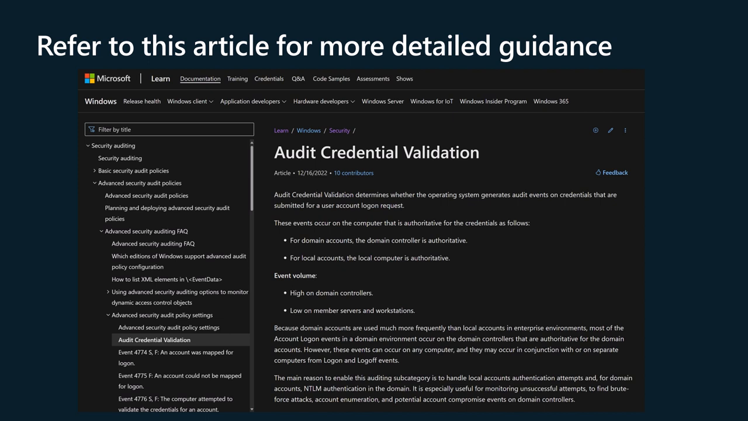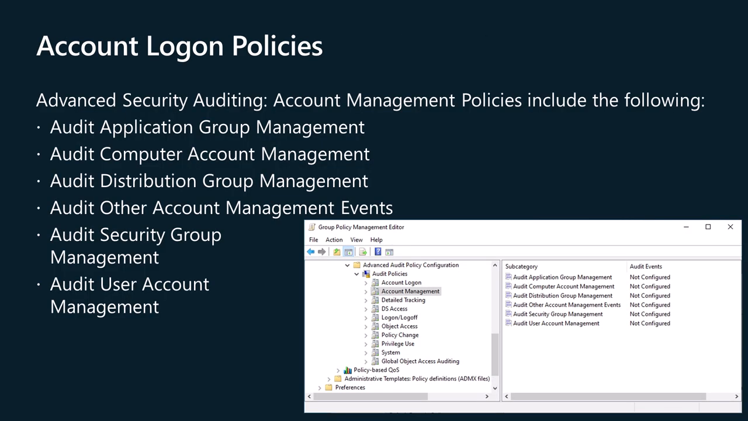This video is part of a series of videos on advanced auditing and related events that will be published in the coming weeks. Our aim is to provide you with a comprehensive understanding of advanced security auditing in Windows Server and Active Directory environments. The security audit policy settings in this account management policies category can be used to monitor changes to user and computer accounts and groups.